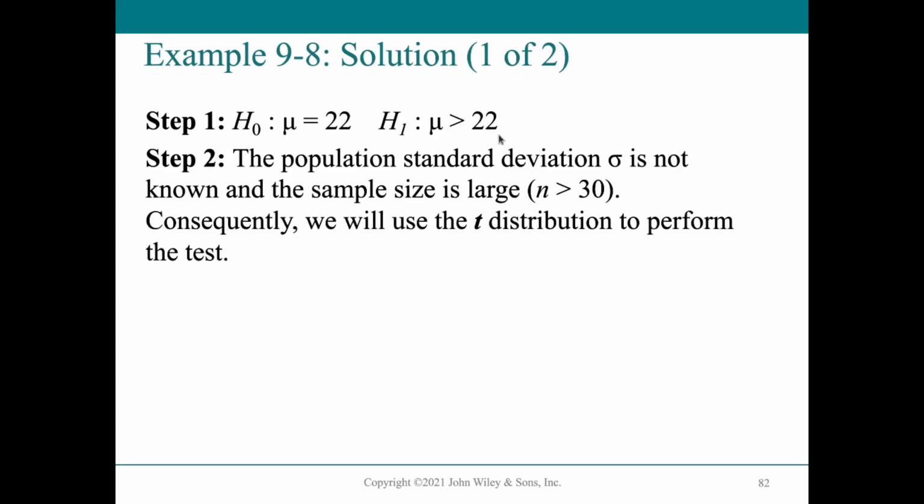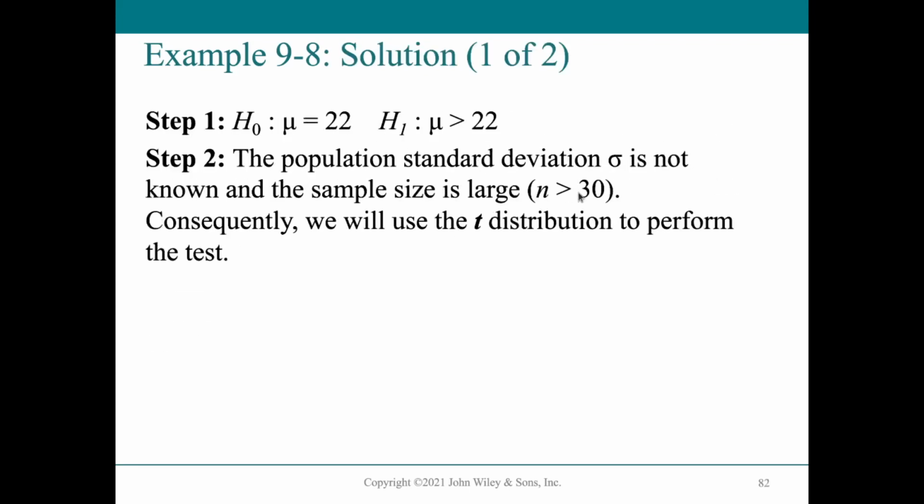Then we have the alternative hypothesis, and since we want to know if it's faster, we have to use a one-tailed test, because we want to know if the population mean is really significantly faster than the 22 customers per hour of the old computer system. So mu is greater than 22. The population standard deviation sigma is not known and the sample size is large.